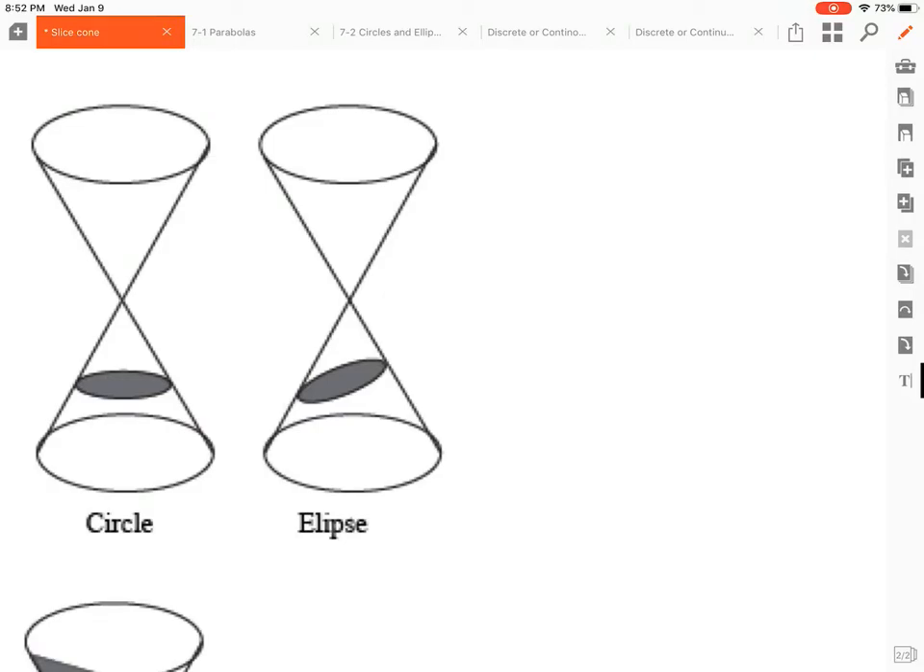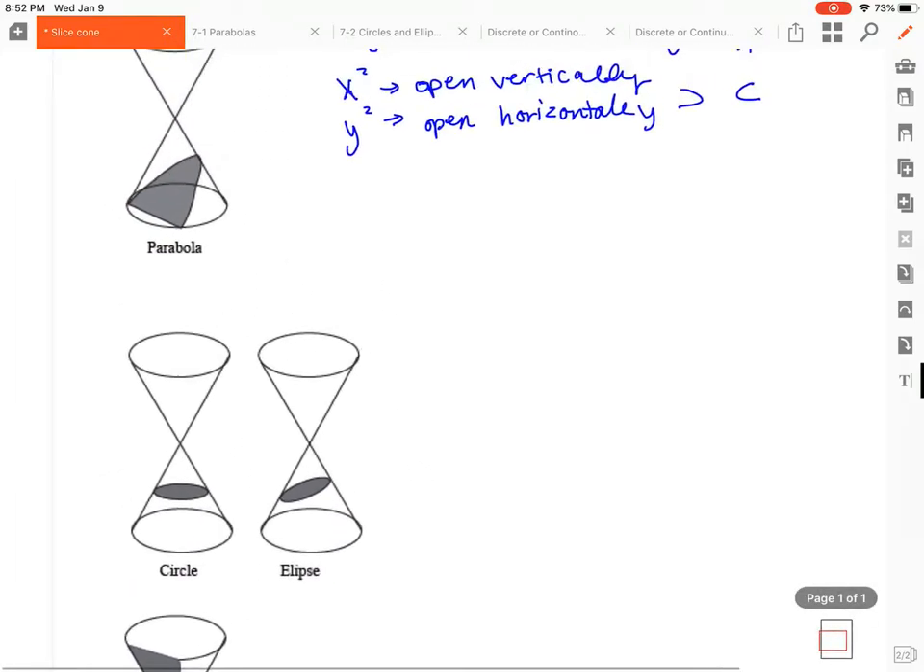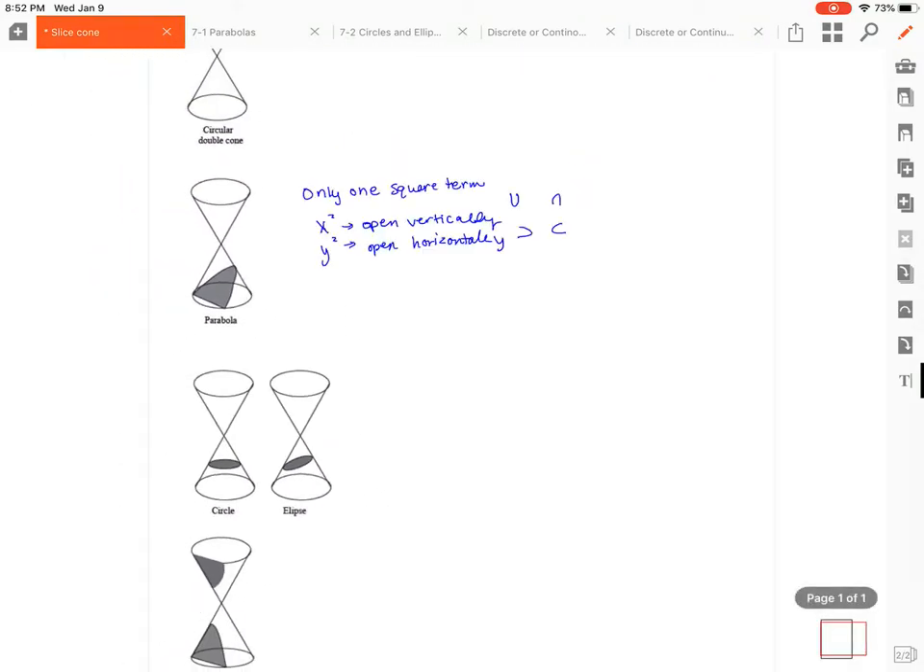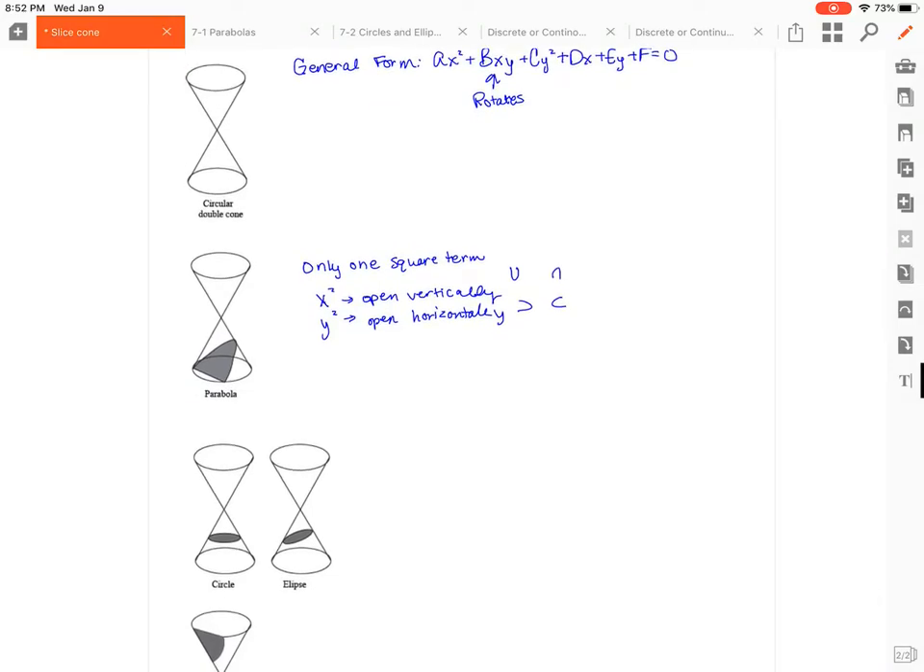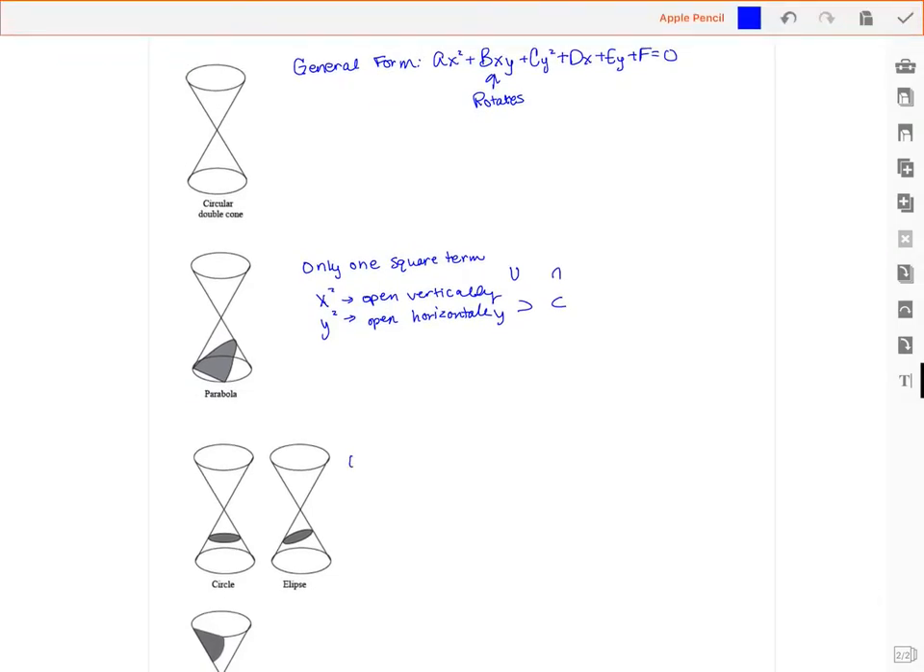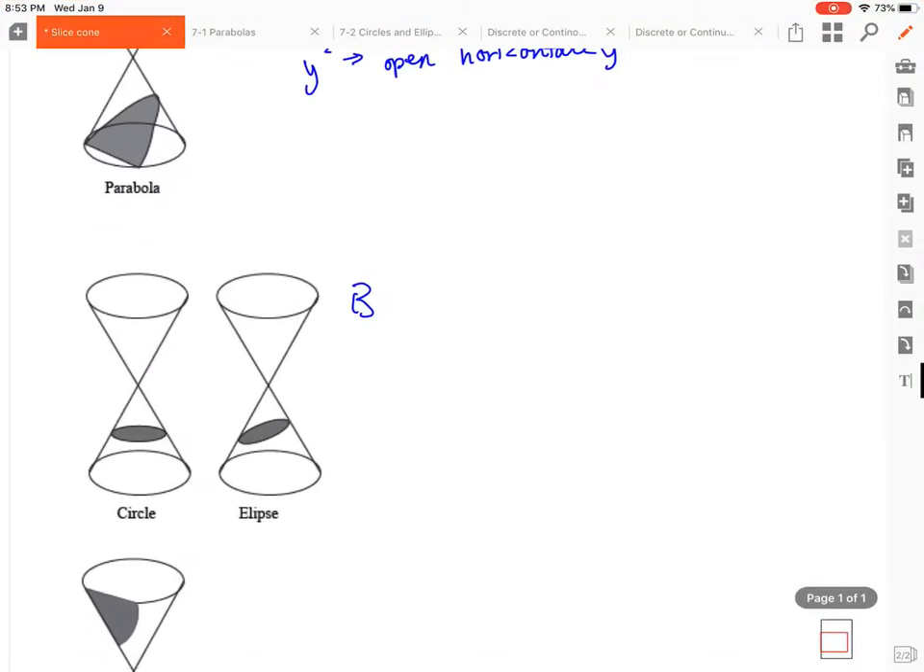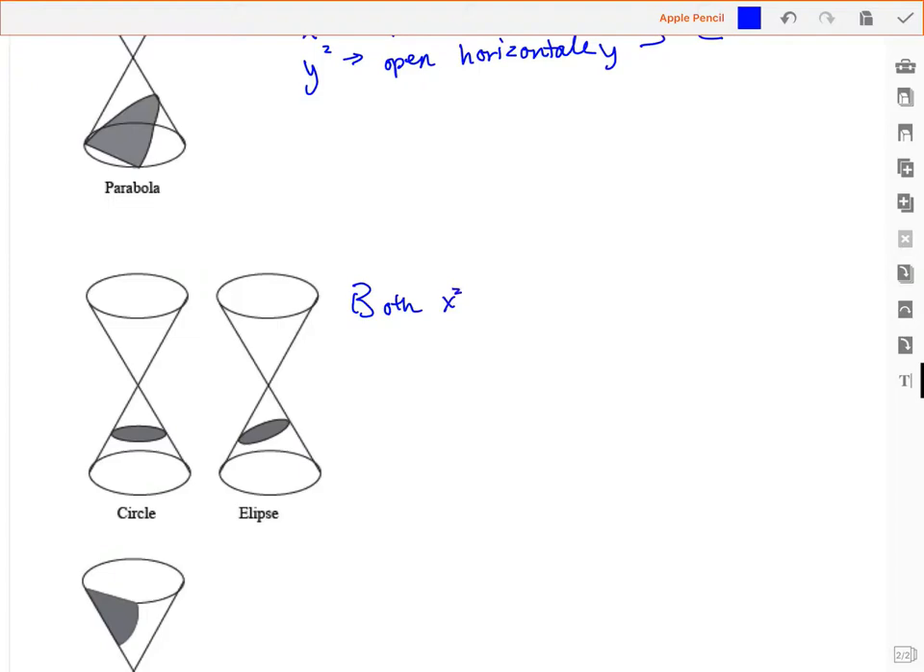Okay? From the general form equation, ax squared plus bxy plus cy squared plus dx plus ey plus f equals 0, what you would be looking for is both x squared and y squared. If a equals c, then you would have a circle, which means they've got the same coefficient on those squared terms. And if a does not equal c, so if there are different coefficients, then you would have an ellipse. Okay?